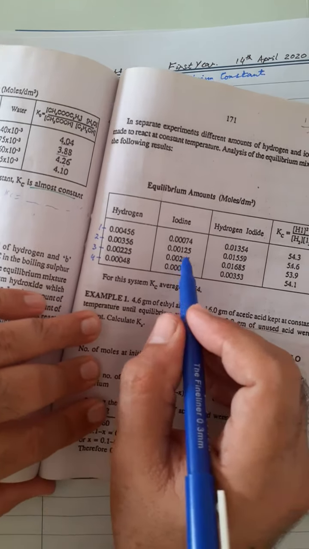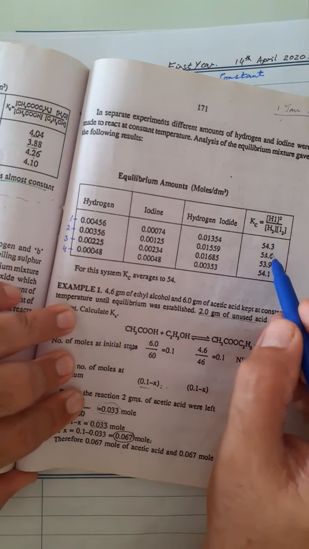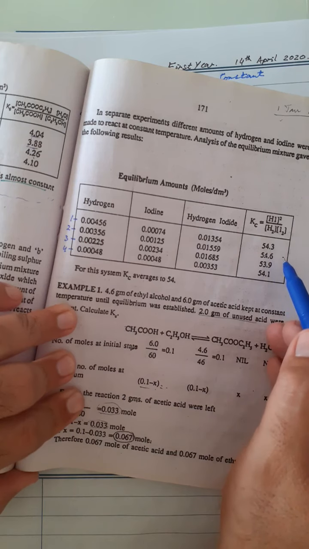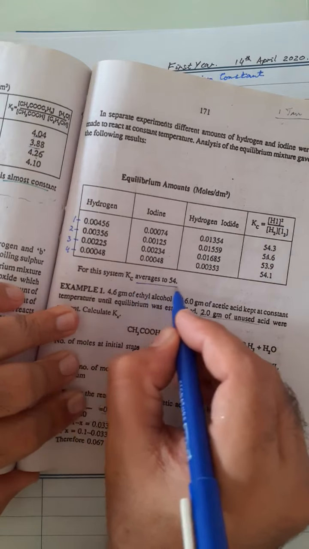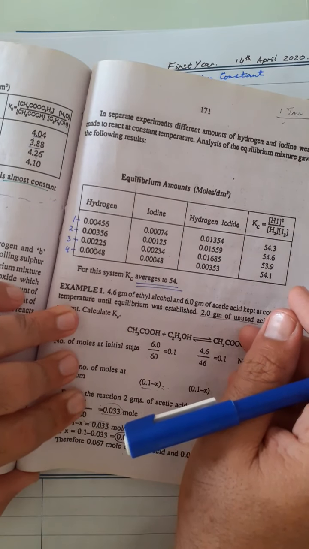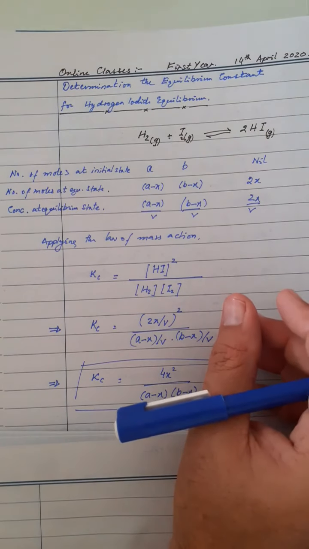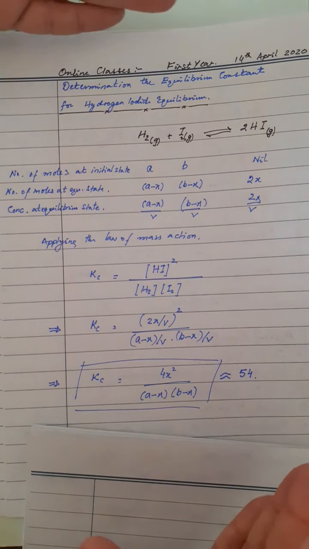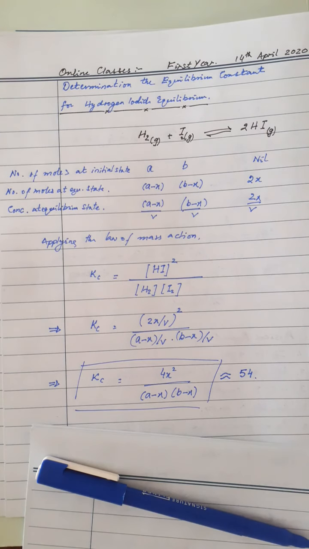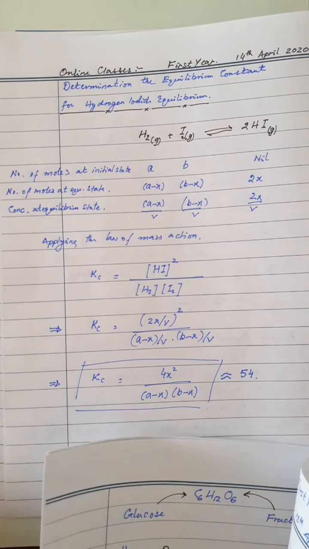When we put these values in our equation, as I have derived, we see the values are 54.3, 54.6, 53.9, 54.1. So the average value of the equilibrium constant of hydrogen iodide equilibrium is 54, just like it is 4 for the ethyl acetate equilibrium. This is a simple numerical judgment. We did it for ethyl acetate yesterday, so I will also bring that one into the picture for you.